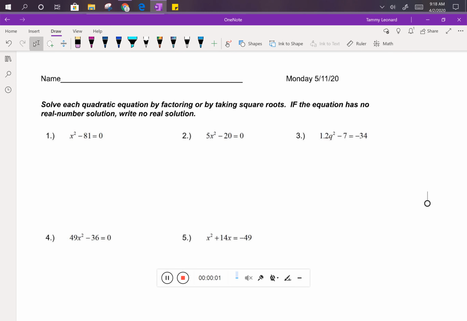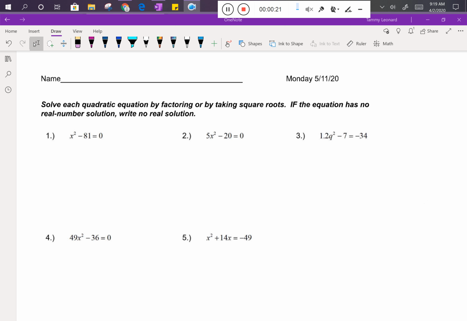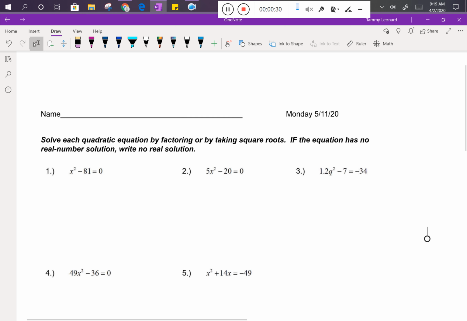Today we're going to do something just a little bit different. Notice our directions have changed. It says solve each quadratic equation by factoring or by taking square roots. If the equation has no real number solution, write no real solution. All right, so that means both of the methods we've been practicing recently are available to us today. So we need to take a minute and talk about how do we know which method to use.